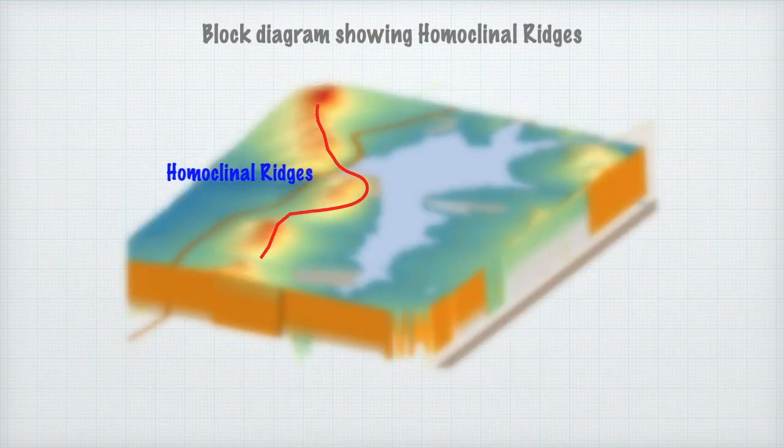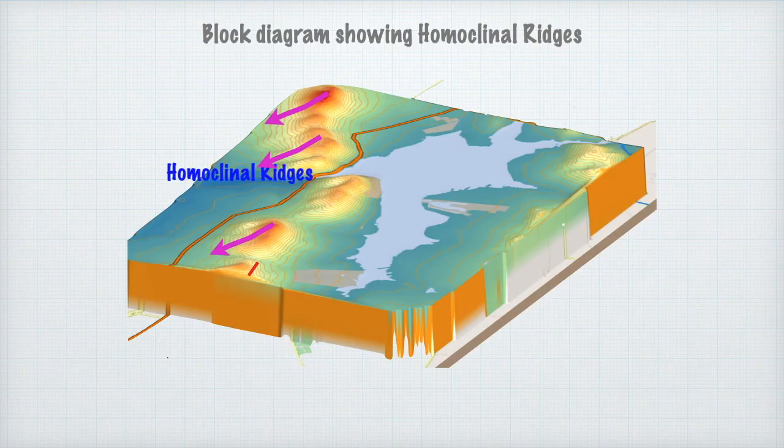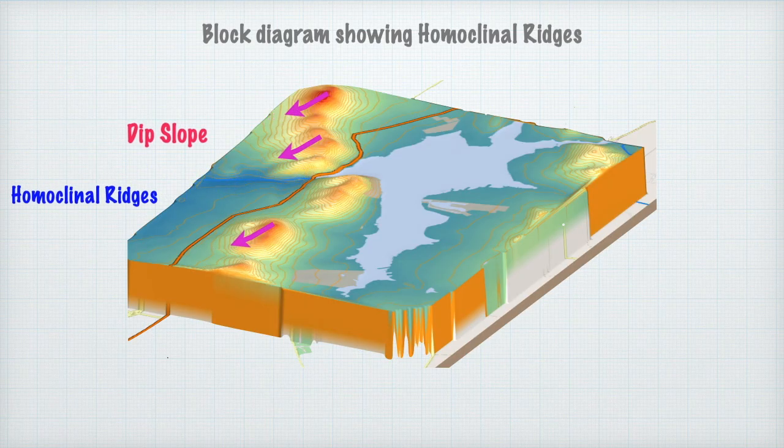Now let's look at it in block diagram. There we see the homoclinal ridges, there we see the dip slopes, and then we see on the other side the scarp slopes, and so there we see the features that are associated with homoclinal ridges.